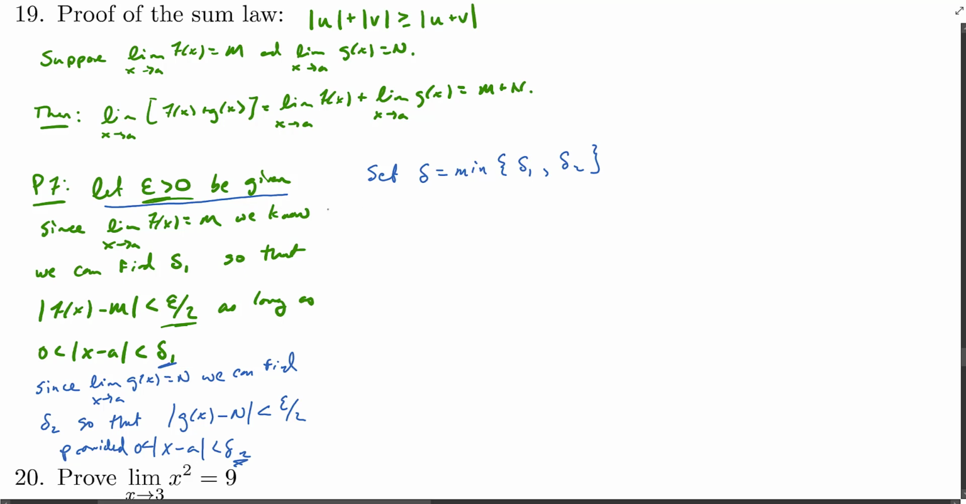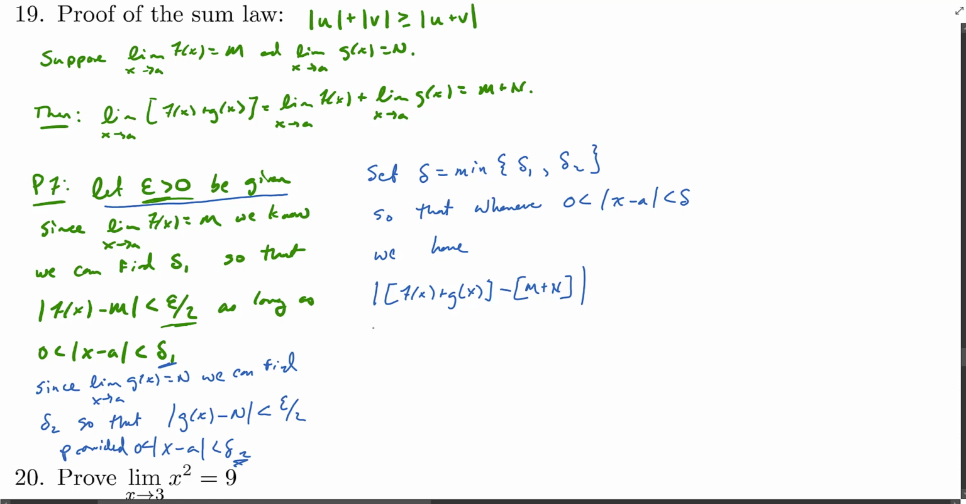So our delta for the proof of the sum law is simply the smaller of the two deltas of the underlying limits. So that, and this part should look a little bit familiar, whenever 0 is less than absolute value of x minus a, which is less than our delta, we have, and now we're ready to do the proof here. So we're going to start out with the distance between the function, which is f of x plus g of x, and what we claim the limit is, and we claim that the limit is the sum of those two limits, so it would be m plus n. Our goal is to show that this thing is eventually less than epsilon. That's our goal.